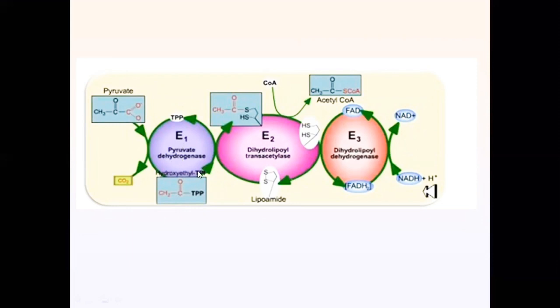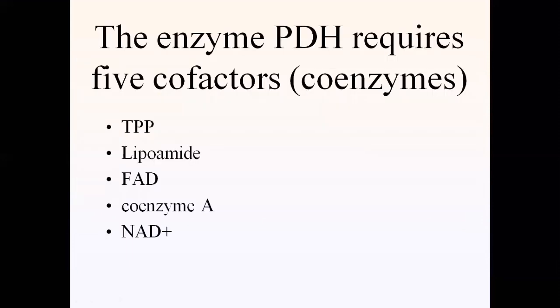E1 is known as pyruvate dehydrogenase, E2 is known as dihydrolipoyl transacetylase, and E3 is known as dihydrolipoyl dehydrogenase. अभी जो हर एक पार्ट है, इसमें आपके पास इसके further सब पार्ट्स होते हैं, और वो कौन कौन से होते हैं?